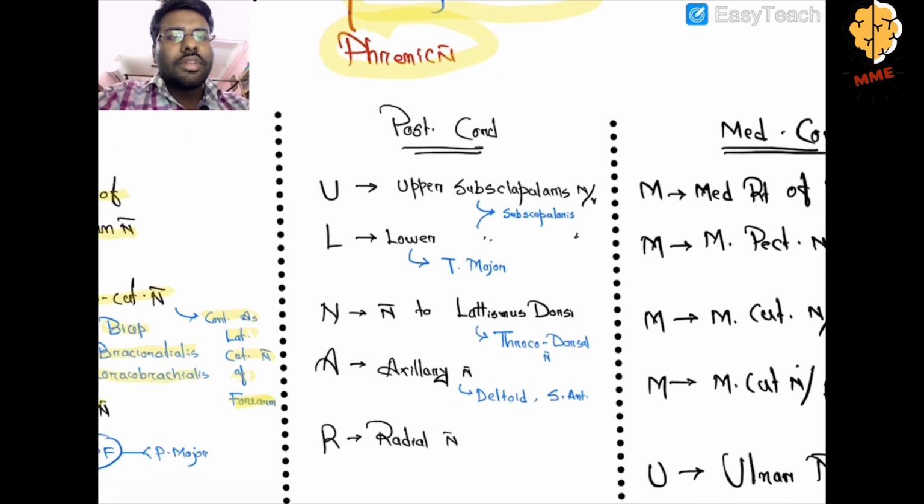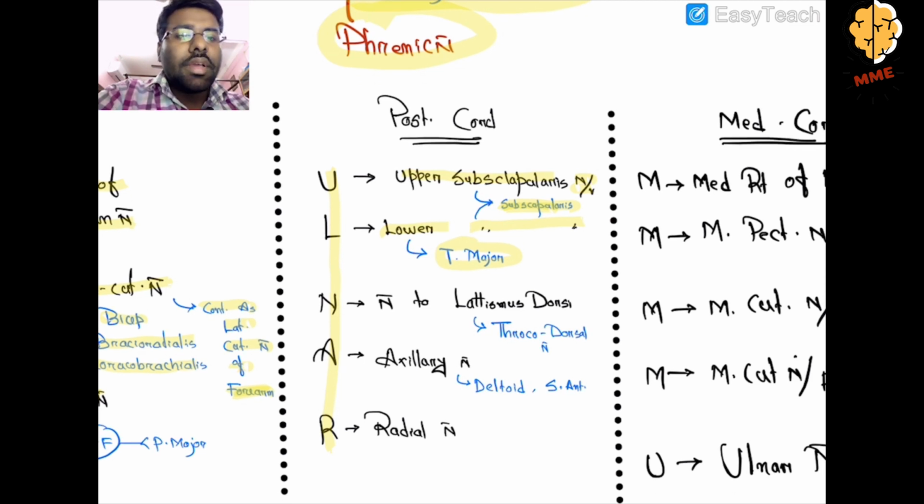Coming to the posterior cord, there is a mnemonic, ULNAR: U for upper and L for lower subscapular nerve. Both supply the subscapularis muscle, and the lower subscapular nerve also innervates the teres major muscle. N is for the nerve to latissimus dorsi, called the thoracodorsal nerve. A is for the axillary nerve, which supplies the deltoid and teres minor muscles, and R is for the radial nerve.